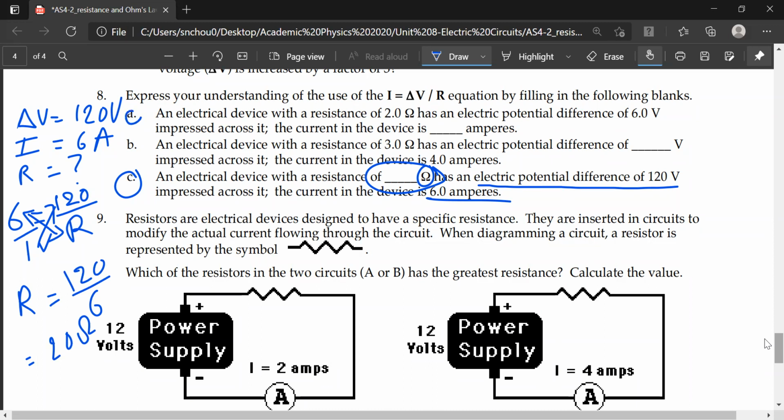In the other 2, you will be given 2 of the 3 variables, and you figure out the third one. It may be, in one, I think you have to calculate the current, in the other, voltage, and that's it.